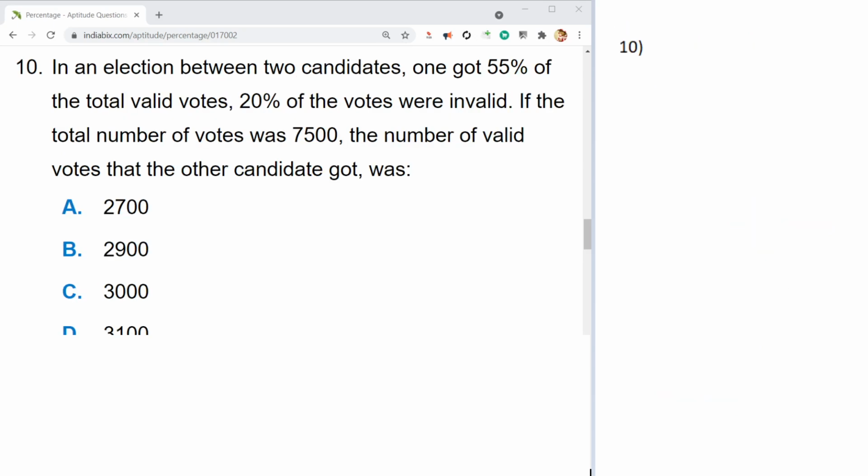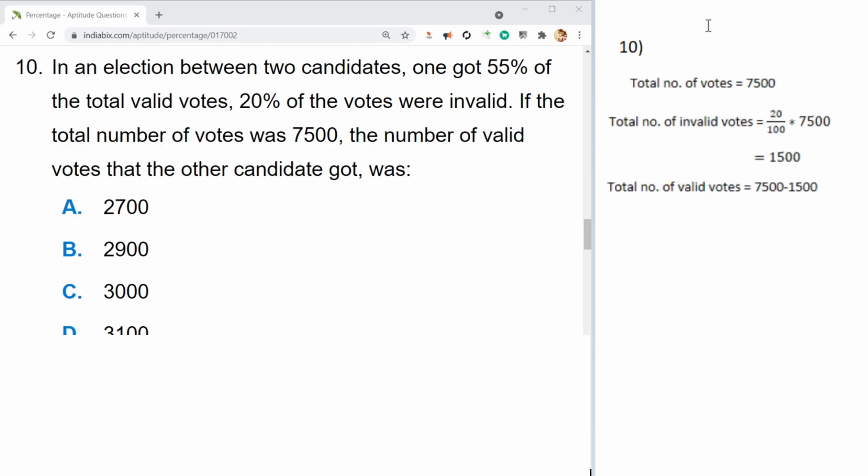In an election between two candidates, one got 55% of the total valid votes, and 20% of the votes are invalid. If the total number of votes was 7,500, what is the number of valid votes that the other candidate got? Total number of votes was 7,500. In that, 20% of the votes are invalid. That means total number of invalid votes is 20 by 100 into 7,500, which equals 1,500. Then total number of valid votes is total votes minus invalid votes, that equals 7,500 minus 1,500, which is 6,000.